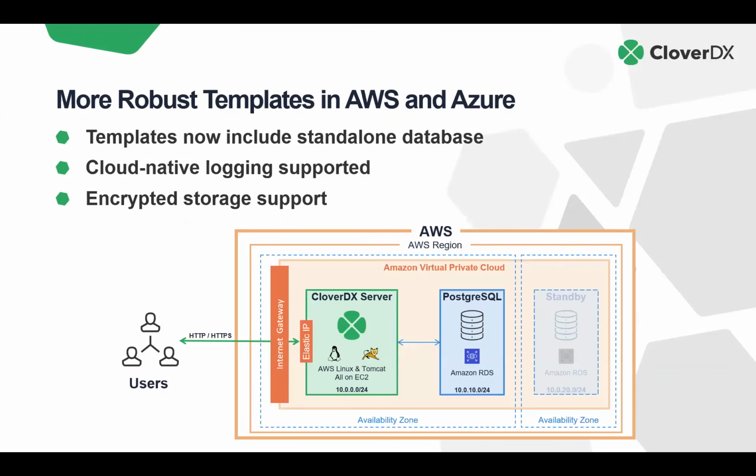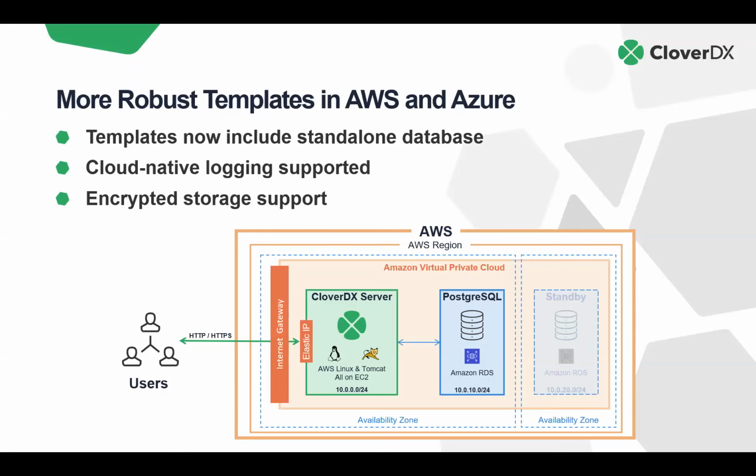Another very interesting thing that we implemented was a change in our templates in AWS and Azure. This is not exclusive to Clover 5.7. You can also see the same on a bug fix release from 5.6. So 5.6.2 can also benefit from this because we have changed the layout of what is deployed on the cloud.